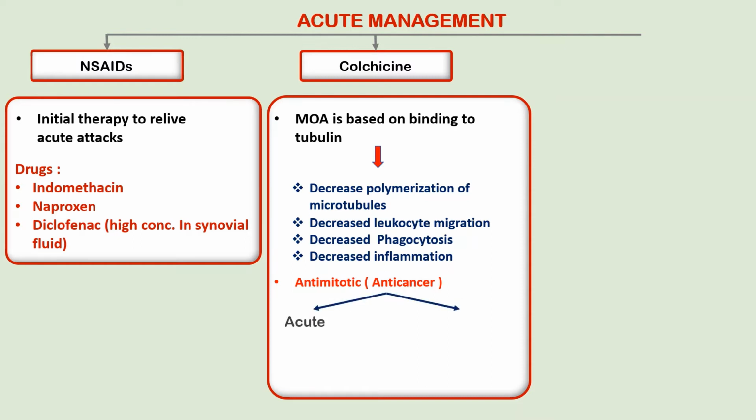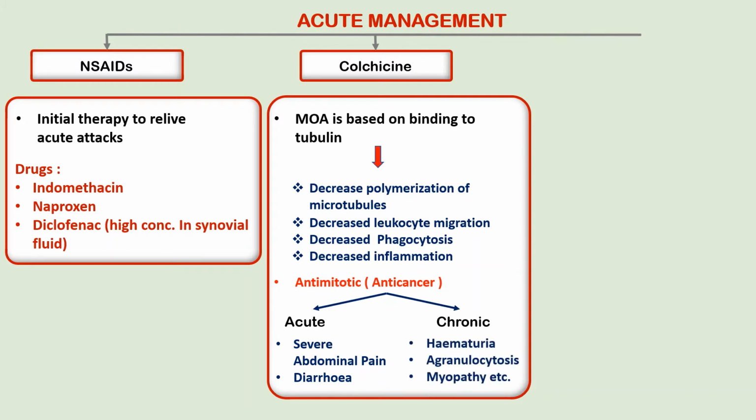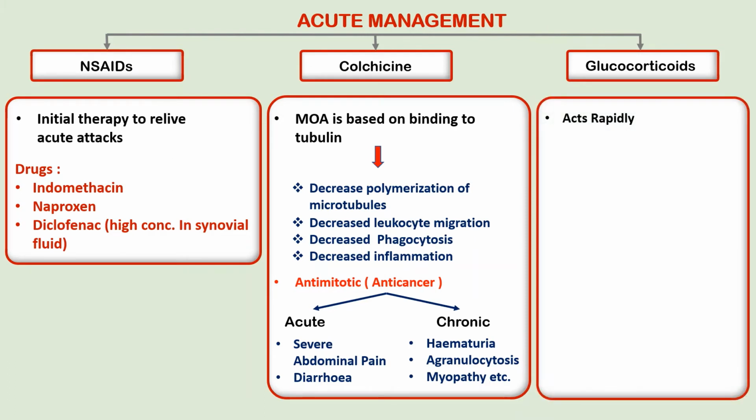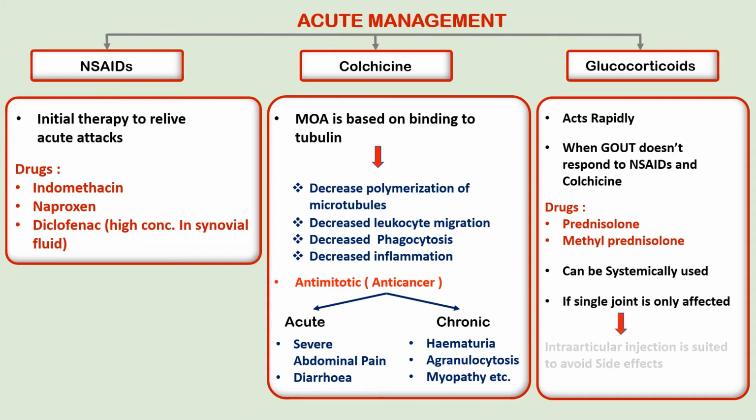It has some side effects, that is on acute use it causes severe abdominal pain and diarrhea, and on chronic use it causes ADRs like hematuria, agranulocytosis, myopathy, aplastic anemia, etc. The third class of drugs for acute management includes glucocorticoids. And these glucocorticoids are effective and produce a rapid response. These drugs are mainly used in patients who don't respond to NSAIDs and colchicine. The examples of these corticosteroids include prednisolone and methylprednisolone.